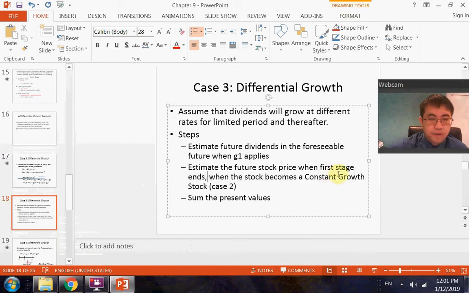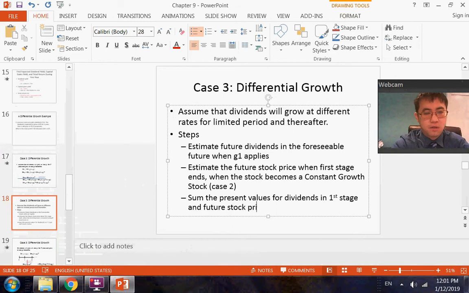And after the first stage ends, the second stage begins. You will have a perpetuity case, so you can use a constant growth model. And then you sum the present values of the dividends in the first stage and the future stock price when the first stage ends.